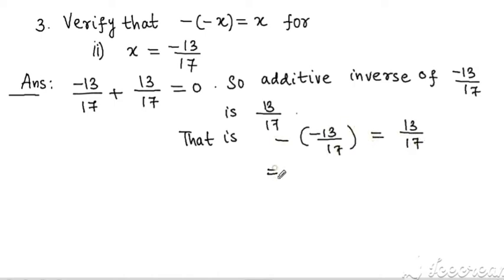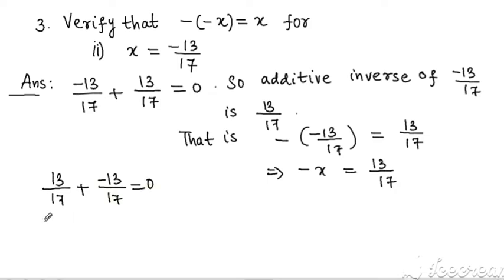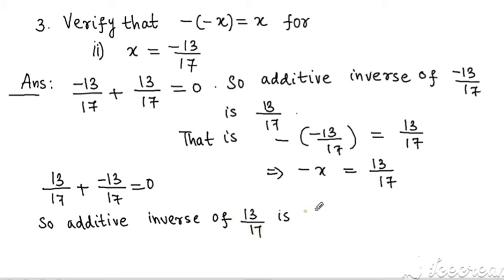Negative 13 by 17 is the same as x. So that is negative x equals 13 by 17. Then you have to find the additive inverse of 13 by 17. We know that 13 by 17 plus negative 13 by 17 is 0. So the additive inverse of 13 by 17 is negative 13 by 17. We can write this as negative of 13 by 17 equals negative 13 by 17.